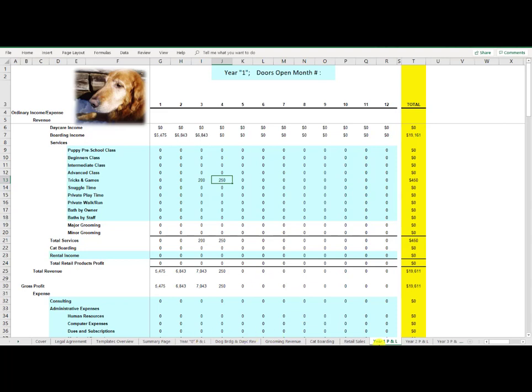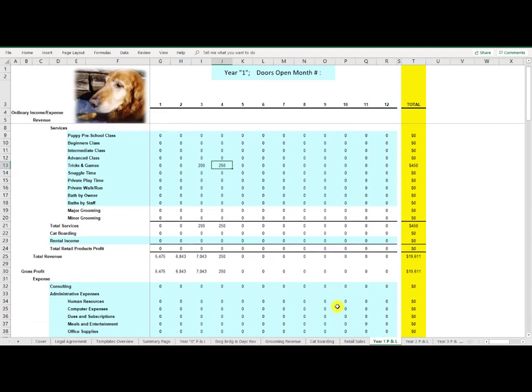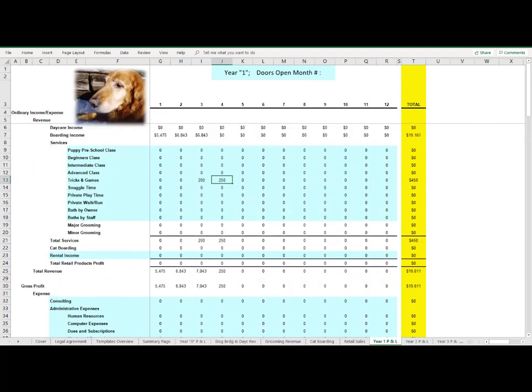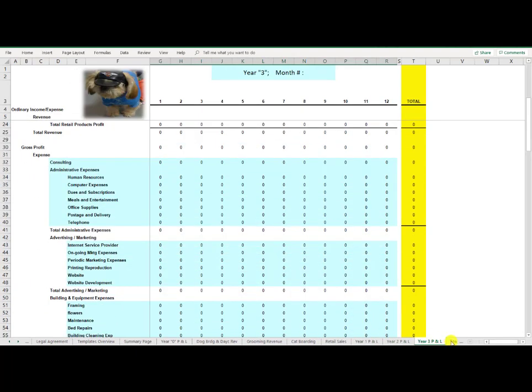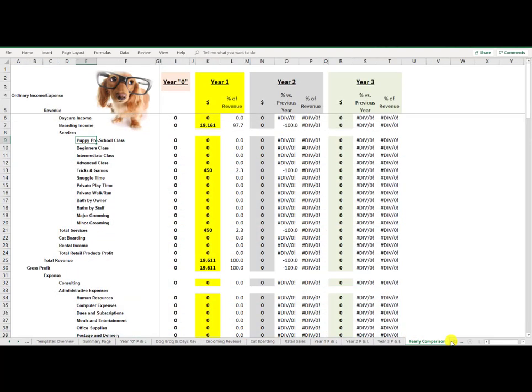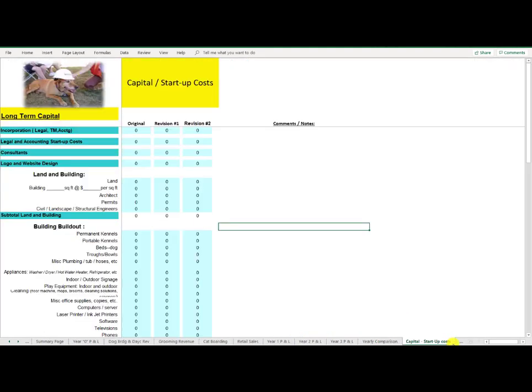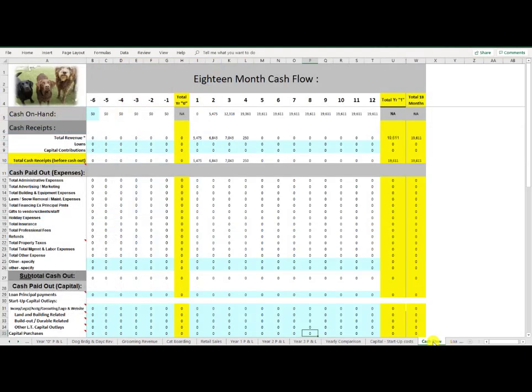So you do that for your year 1 P&L for your revenue and your expenses, year 2, year 3, and then it goes into some nice summaries. Here's the full yearly comparison that automatically picks up those numbers you would just input. Here's your capital budget. Here's your cash flow planner. And that's basically it. So now let's take a look at one that's actually more in finished form.